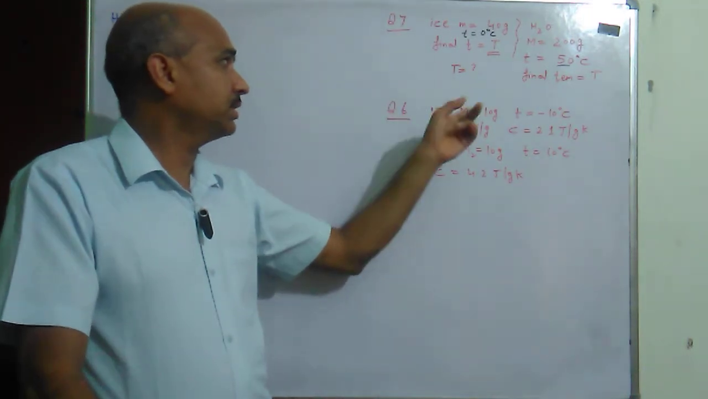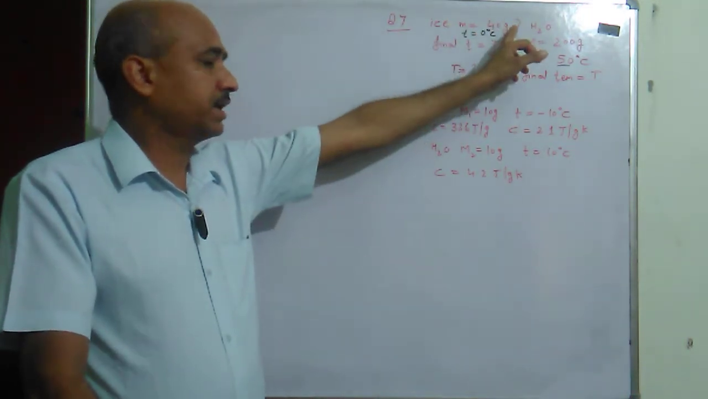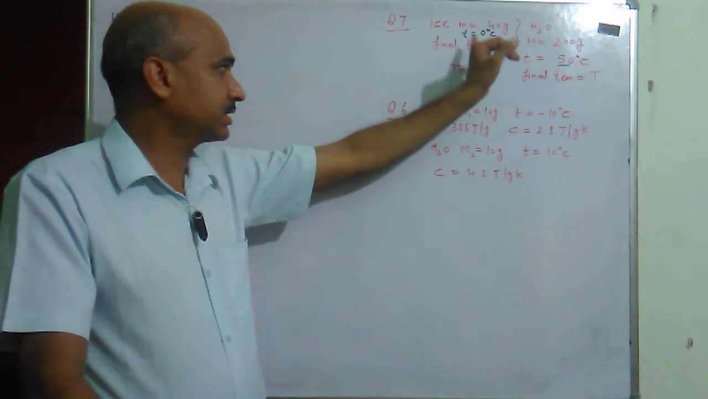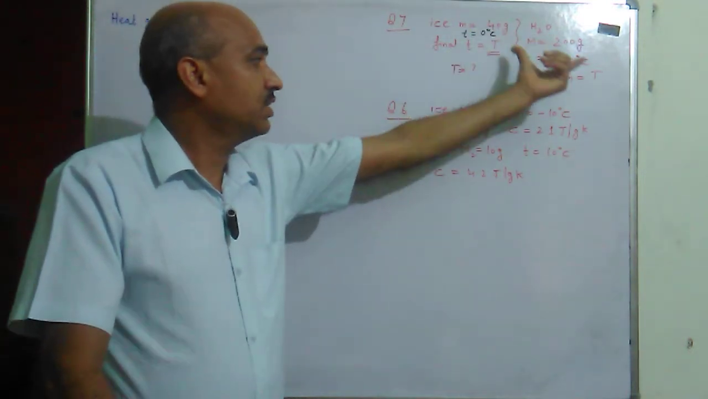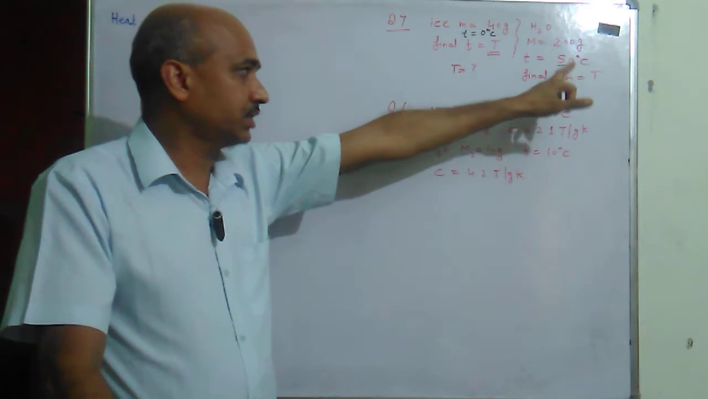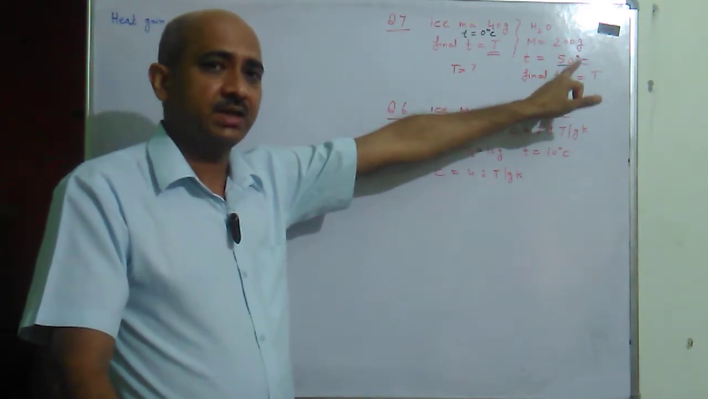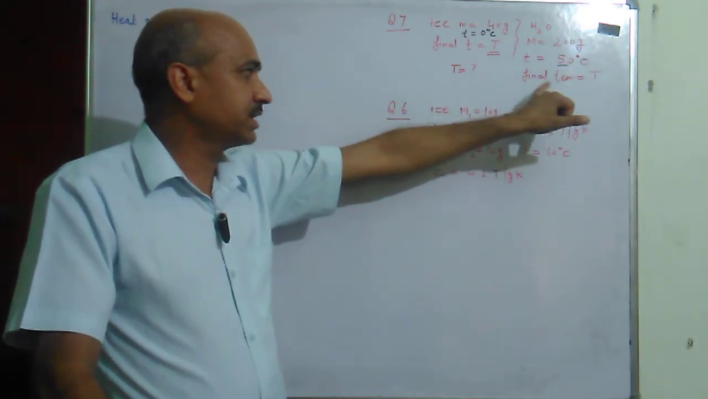In question number 7 we have 40 grams of ice. Ice means that the temperature of the ice is 0 degrees Celsius. We are mixing this ice with water. The initial temperature of the water is 50 degrees Celsius.